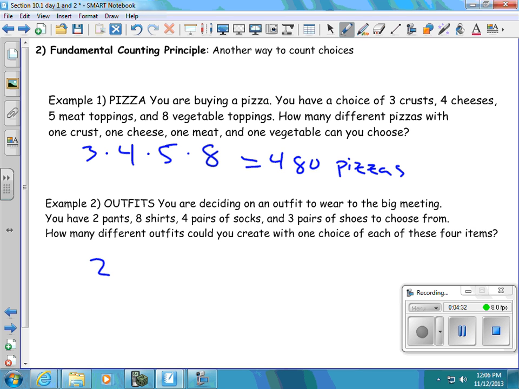Same thing. 2 pants times 8 shirts times 4 pairs of socks times 3 pairs of shoes. We get 192 outfits. Now we're not talking about whether they all match or not, so don't get carried away here, but that's the number of ways you can combine them together.